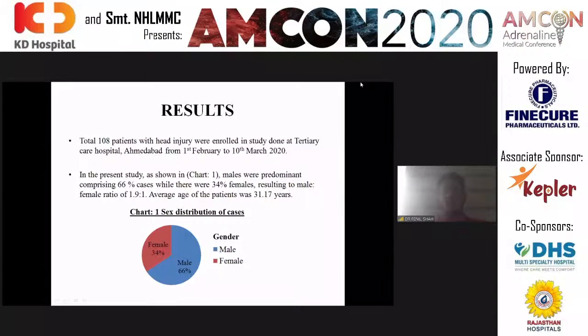Result. Total 108 patients with head injury were enrolled in the study done at the Tertiary Care Hospital, Ahmedabad. In present study, as shown in the chart 1, males were 74 while females were 34, resulting in male to female ratio of 1.9:1. Average age of patient was 31.17 years. This is the chart of sex distribution. Next.